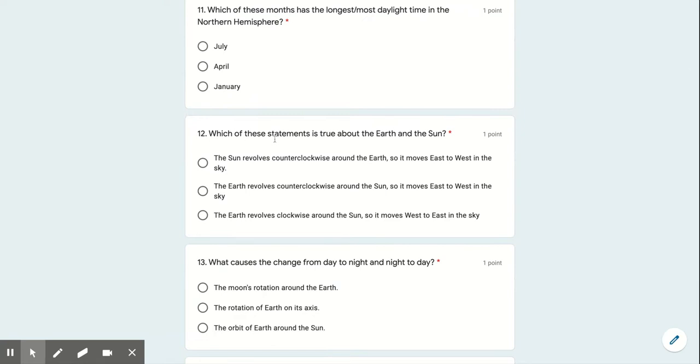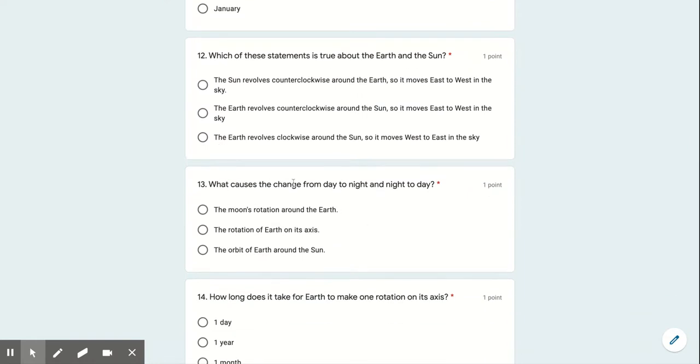12. Which of these statements is true about the Earth and the Sun? The Sun revolves counterclockwise around the Earth, so it moves east to west in the sky. The Earth revolves counterclockwise around the Sun, so it moves east to west in the sky. Or the Earth revolves clockwise around the Sun, so it moves west to east in the sky.